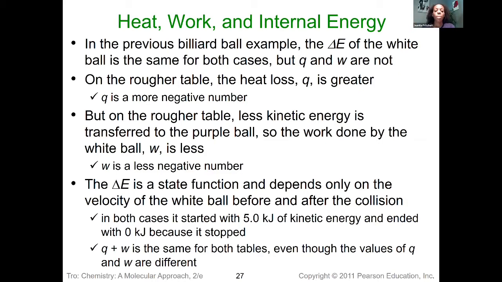But the thing we want to remember in this case is that energy is a state function. It's dependent on the amount of energy, or heat, that's being lost and/or work that's being done based off of the surrounding environment. Okay.